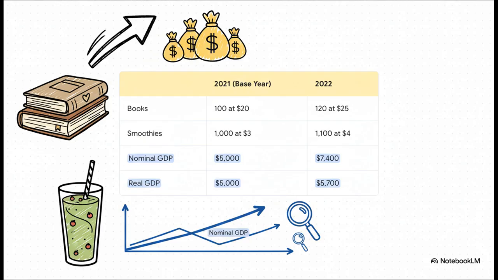In this little economy, from 2021 to 2022, we produced more books and smoothies, but their prices also went up. Now, look at the nominal GDP. It jumped from 5 grand to over 7 grand. But the real GDP, which sticks with the old 2021 prices, only grew to $5,700. See? That lower number gives us the true picture of how much more we actually made.